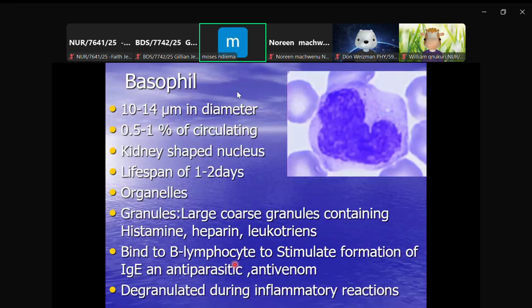Now, what organelles do we expect to see in circulation?